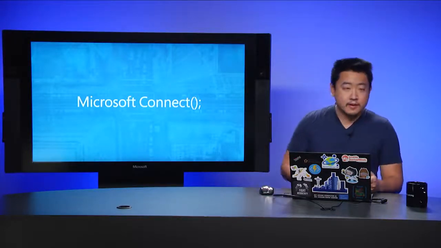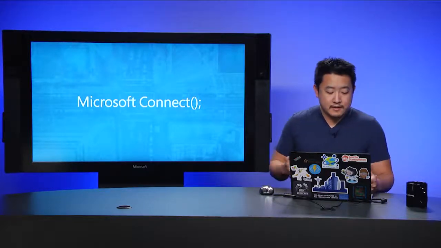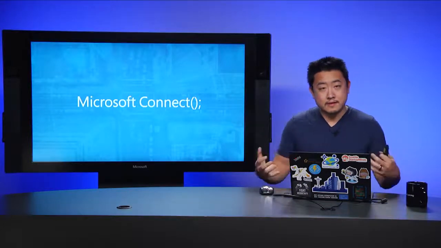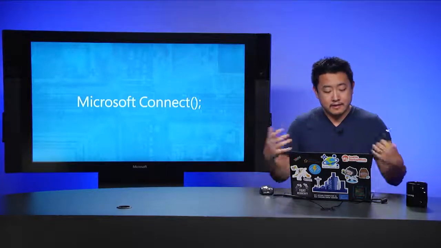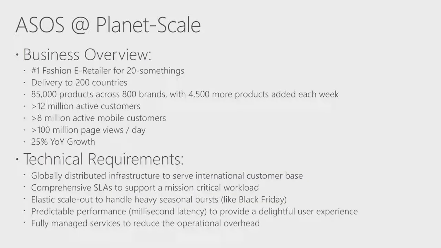On top of this, you want to be able to deliver very predictable performance. This is in terms of both throughput and storage. From a throughput scenario, you need something that elastically scales out to handle these heavy seasonal bursts. And from a latency perspective, this is to help you provide those very, very snappy web experiences so that your page doesn't take forever to load.